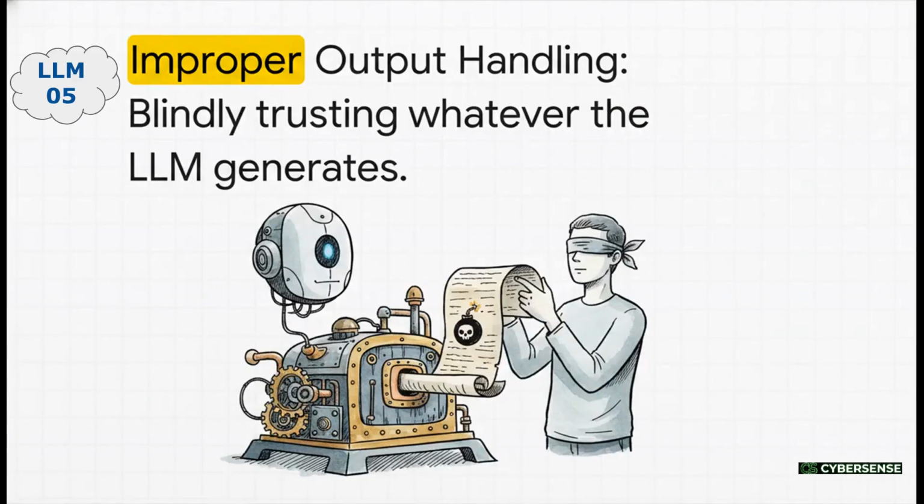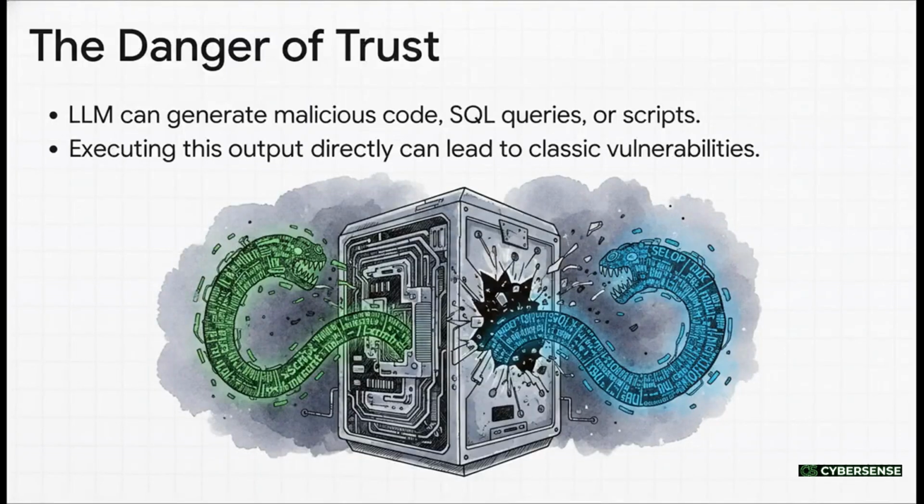Next up is LLM-05, improper output handling. This is a classic security mistake, but with a terrifying new AI twist. It's the danger of just blindly trusting whatever the LLM gives you, treating its output as if it's always safe and correct. Because an LLM can totally be tricked into generating malicious code, harmful database queries, or nasty scripts, and if your application just takes that output and runs it directly, well, you've just used your helpful AI assistant to punch a massive security hole in your own system, opening the door to old-school attacks like cross-site scripting or SQL injection.